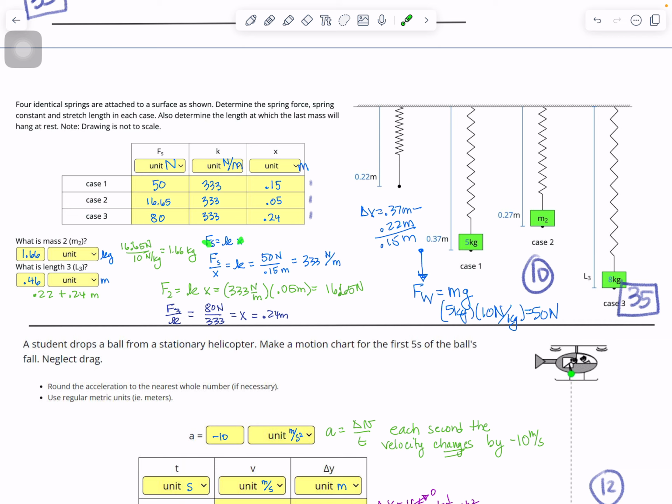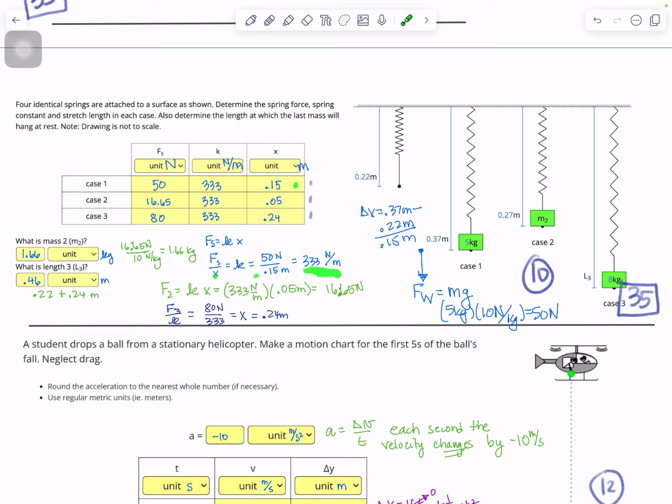The force comes from the fact that there's a weight, and remember, mass is not weight. My mass is 5 kilograms, but I have to multiply it by g in order to get force, because kilograms are not a unit of force. So a 5 kilogram mass times the gravitational constant gives me a 50 Newton force. And so then I can calculate. I go over to here. I know my Fs is 50 Newtons. I know my x is 0.15, and that gives me the spring constant.